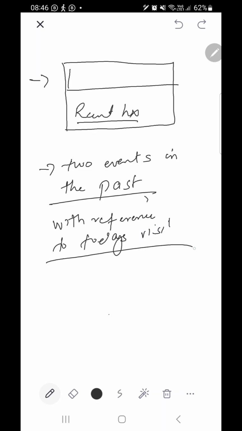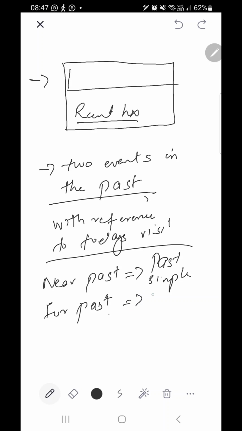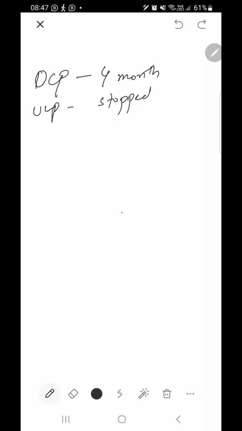A simple rule that must be learned: for near past, we use the past simple. And for far past, we use the past perfect. So at the moment, when we are writing a sentence, I'll explain it to you. For example, if I would write two sentences: she was on OCP for 4 months, let's say. OCP stopped, let's say, and not able to conceive.